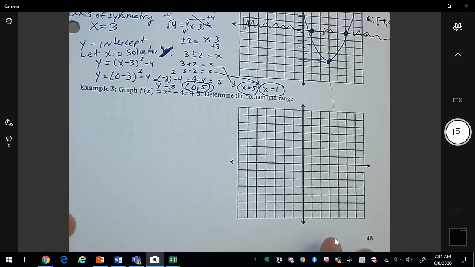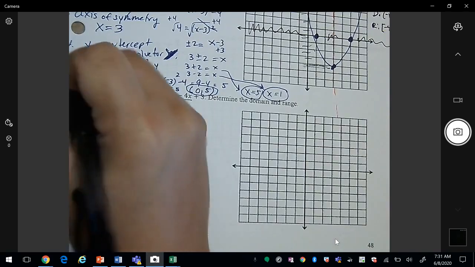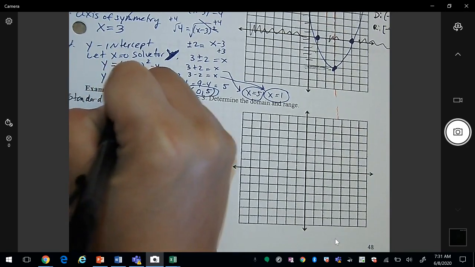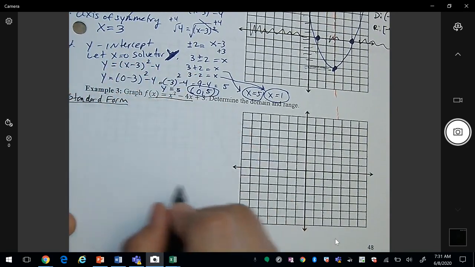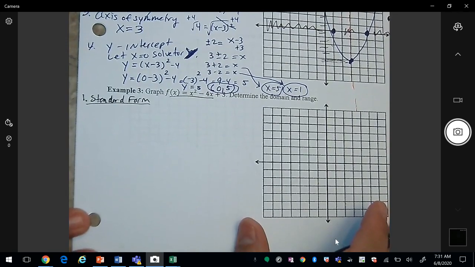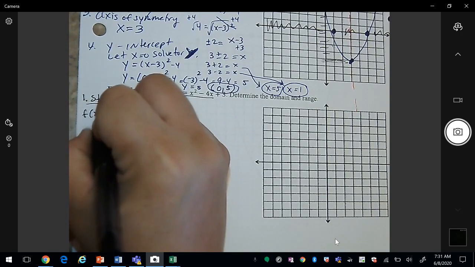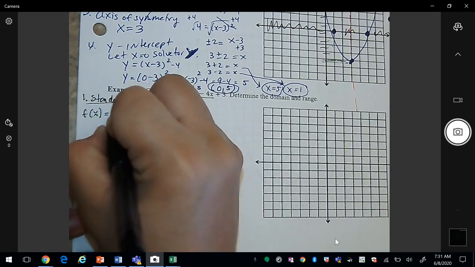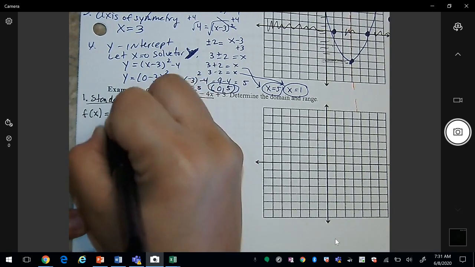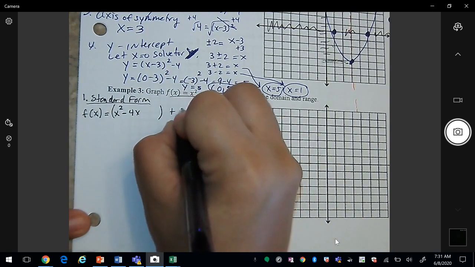Okay, so the next one, notice that it's not in standard form. So the first thing we want to do is write it in standard form. To write in standard form, we're going to rewrite the problem a little bit different. So we're going to have f of x is equal to x squared minus 4x. And then I'm going to leave a little gap here. And then I have plus 3.